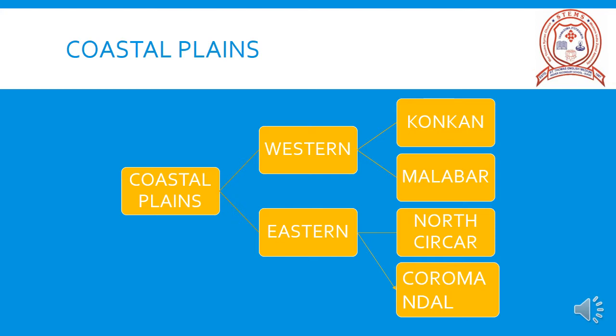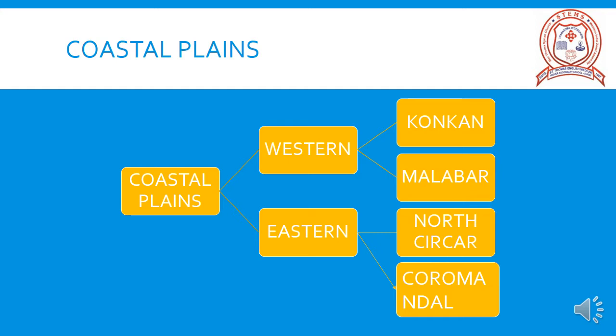It is divided into 2 parts, Western Coastal Plains and Eastern Coastal Plains. Again, the Western Coastal Plains are divided into Konkan Coast and Malabar Coast. Western Coastal Plains stretch from Gujarat to Kerala. From Gujarat to Goa, it is known as Konkan Coast. From Goa to Kerala, it is known as Malabar Coast.